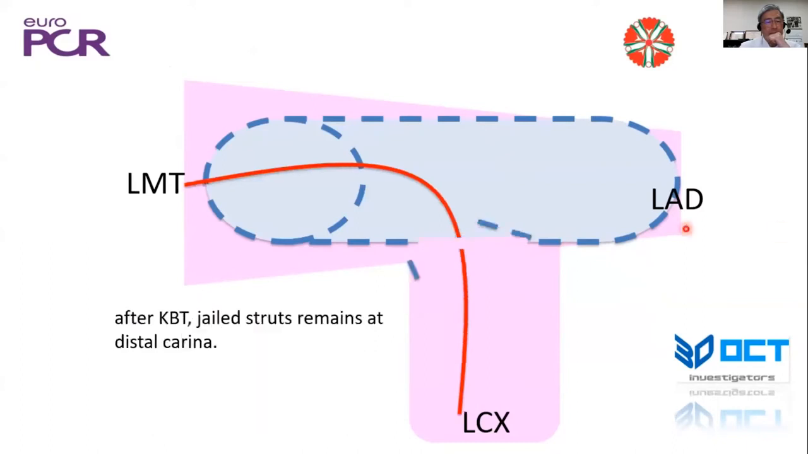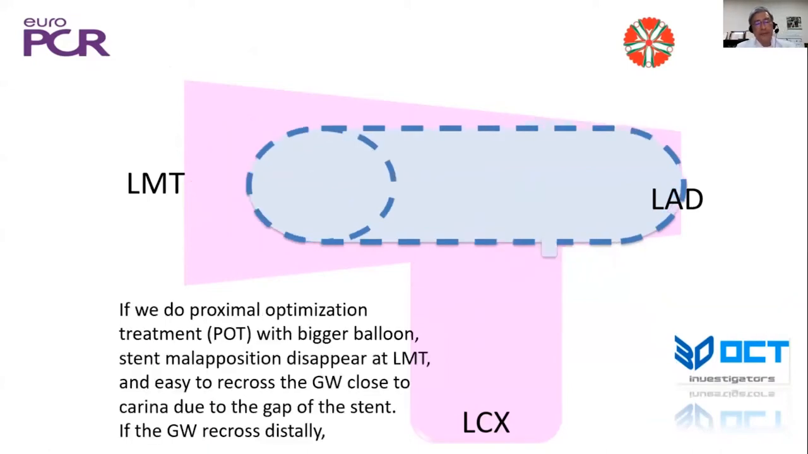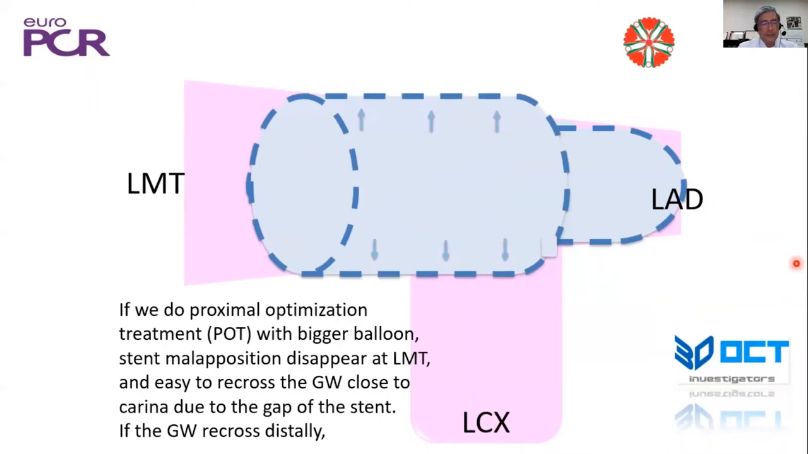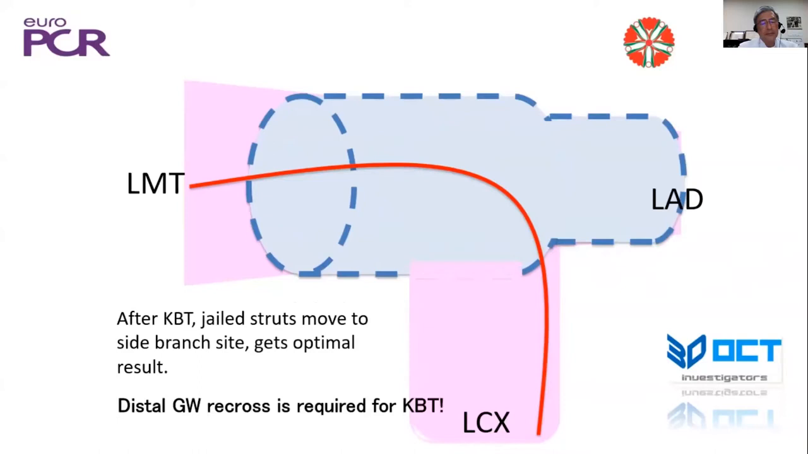after KBT, jail strut remains as distal carina. If we do proximal optimization treatment, POT, with a bigger balloon, the stent malapposition disappears at LMT and it is easy to recross the guide wire across the carina due to the gap of the stent. If the guide wire recrosses distally, after KBT, jail strut moves to the side branch site and we get an optimal result. Distal guide wire recross is required for optimal KBT.